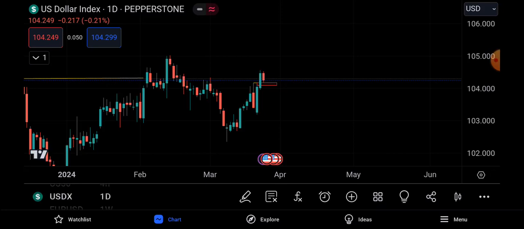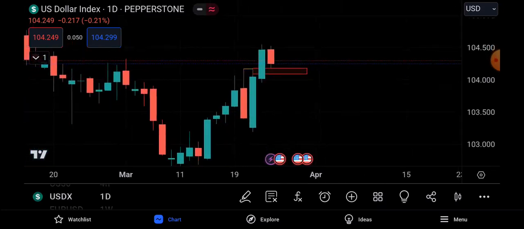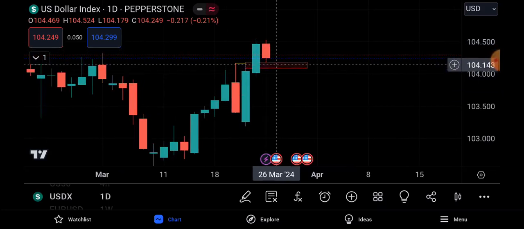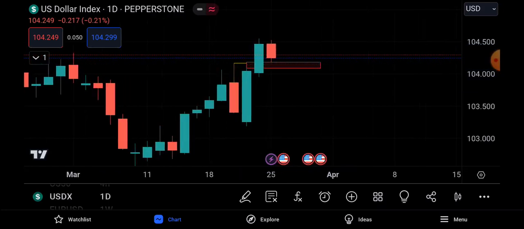I have already drawn some stuff just to speed things up. On the daily time frame, this is today's candlestick. It's closed. We've created a fair value gap down here, and that is my point of interest for now. So I'm going to move into the 4-hour.